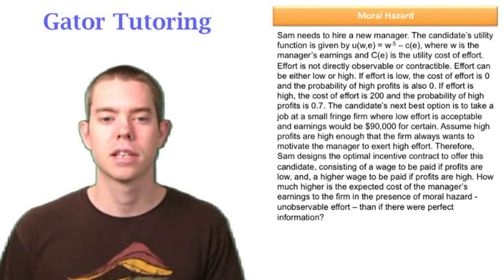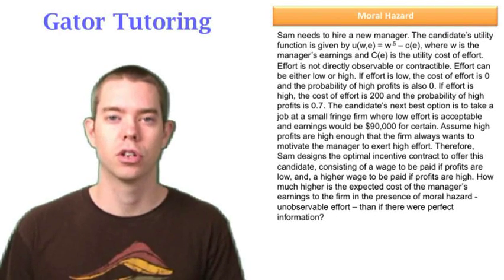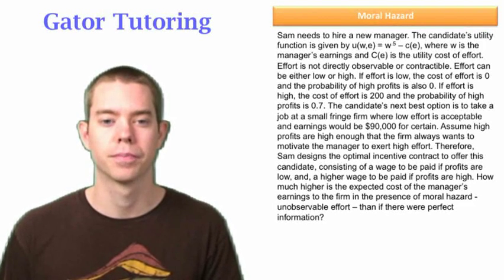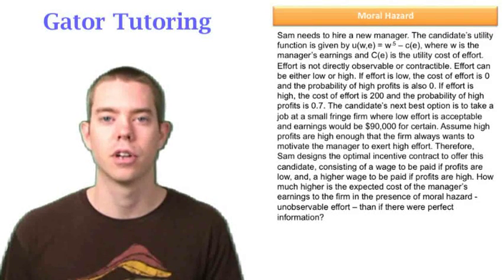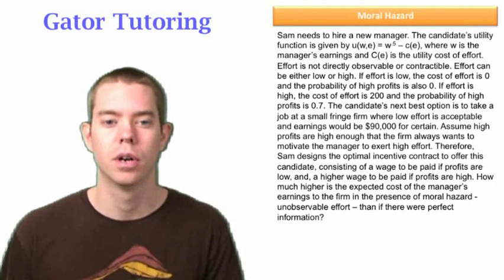It tells us that Sam needs to hire a manager. It gives us the manager's utility function, where it's a function of the wealth that they get, or their salary, and the cost of their effort. It tells us that they have a next best job where they can earn $90,000 and low effort is acceptable. And with low effort, the cost of effort is 0. And with high effort, the cost of effort is 200.